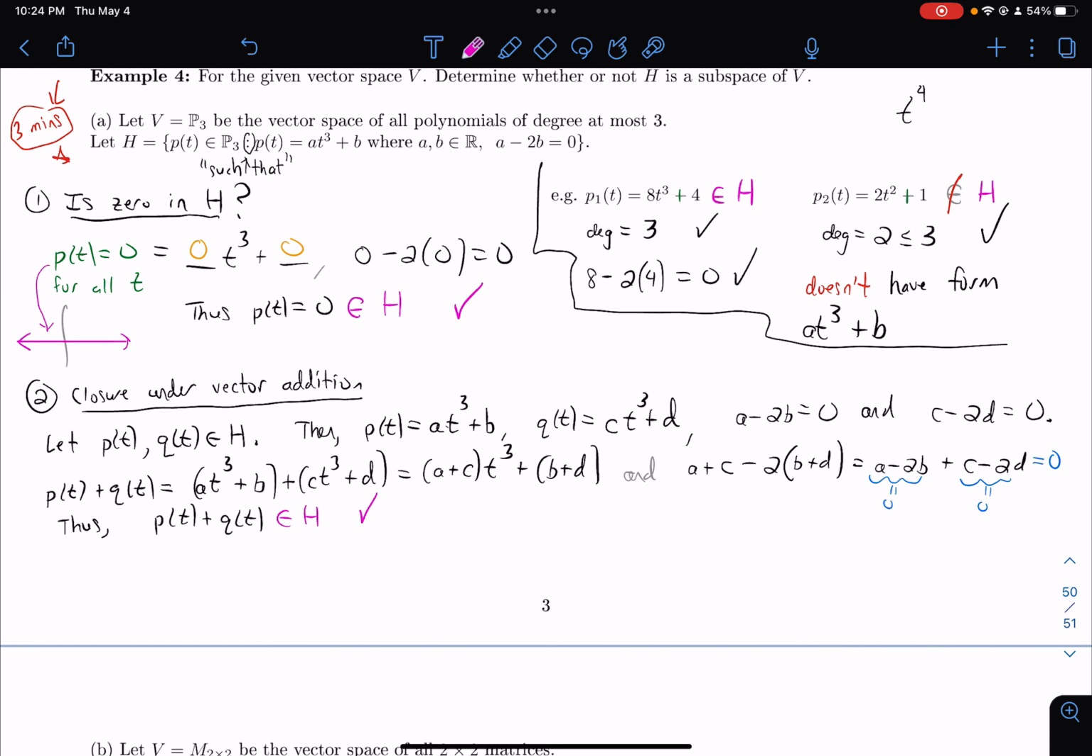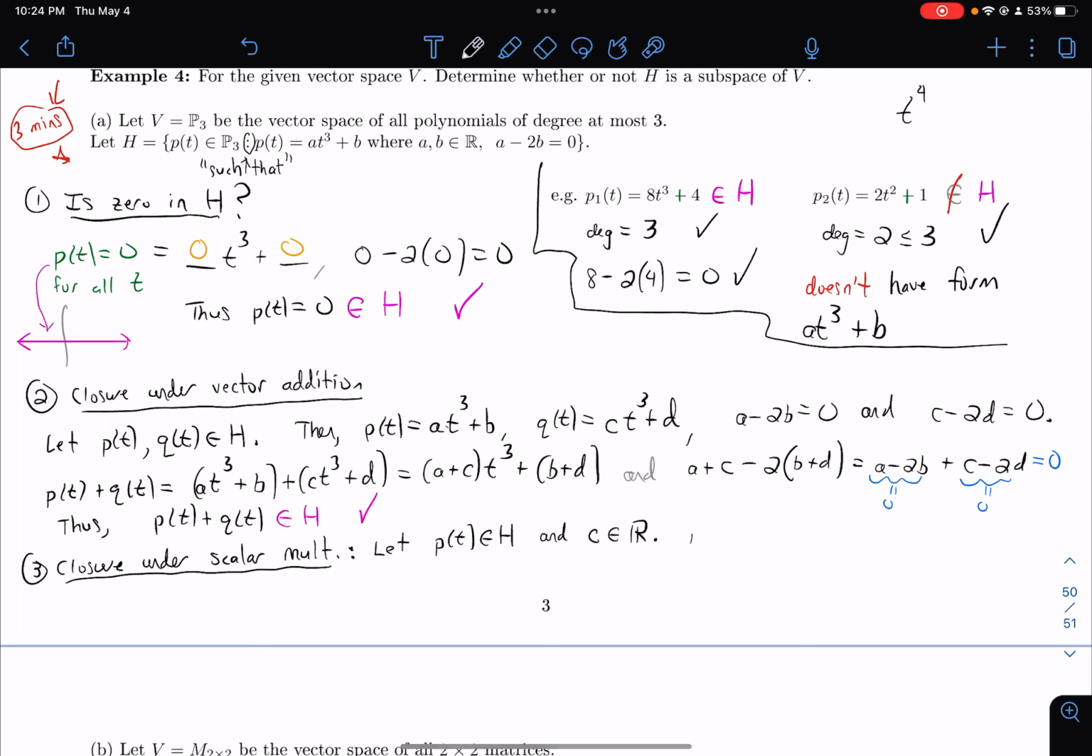All right, one more condition to check, which is closure under scalar multiplication. I've got to check that. When I check closure under scalar multiplication, I need to take some arbitrary polynomial, just one this time, that's in H, and some arbitrary scalar. I'm going to call it c, so c is a real number. I'm hoping that when I multiply them together, I'll still get a polynomial that's in H.